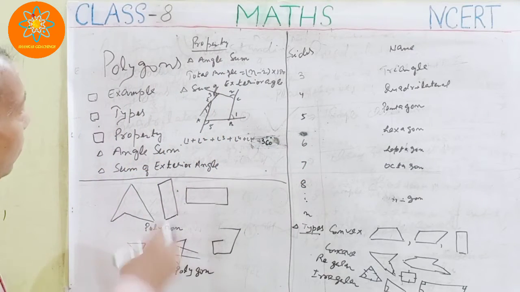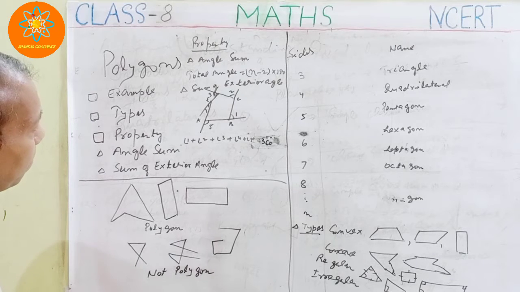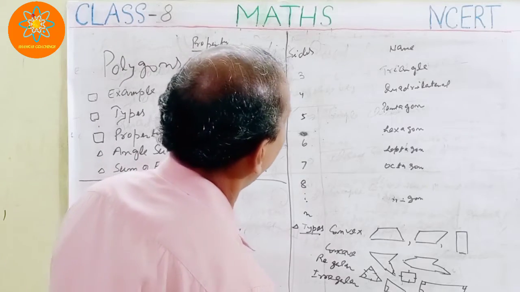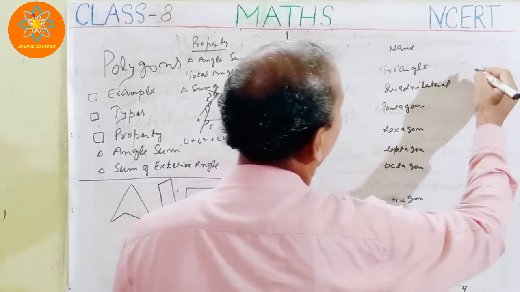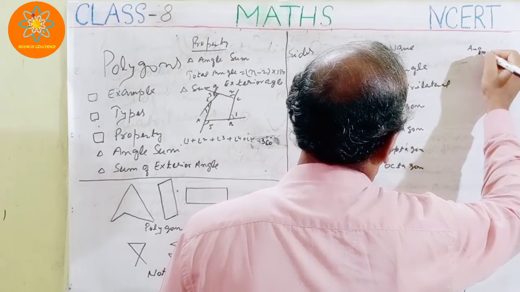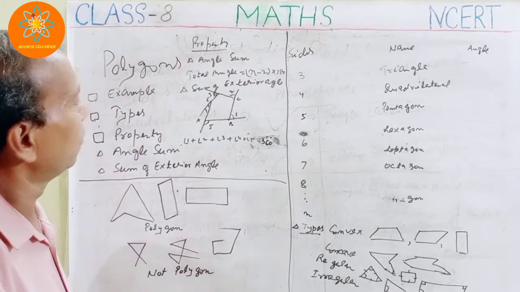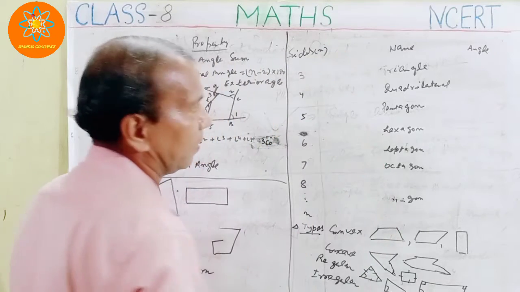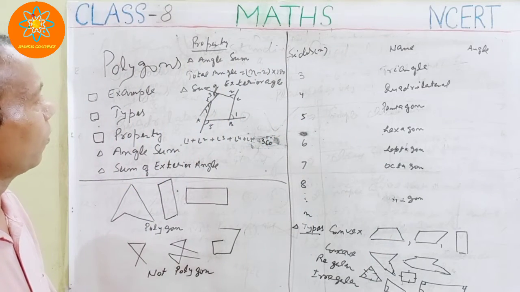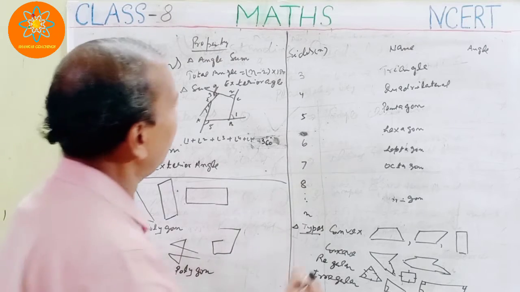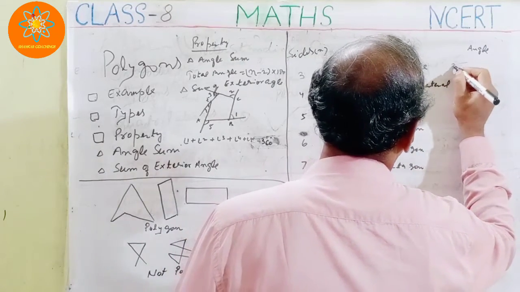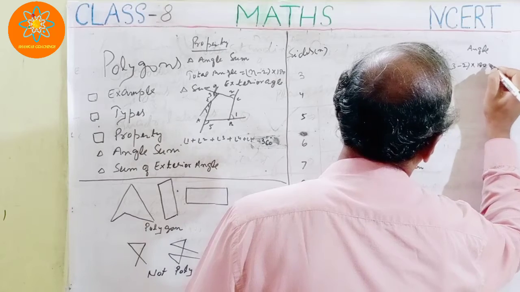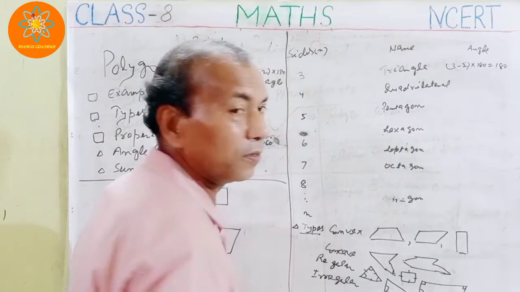Okay. Now the angle sum, the total angle, is equal to n minus 2 into 180. Let's suppose I want to calculate the angle sum of this. So these sides we call n. In the triangle, how much will it be? It will be 3 minus 2 into 180, so it is equal to 180.